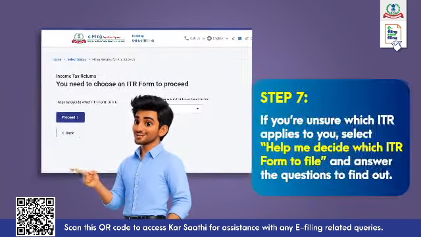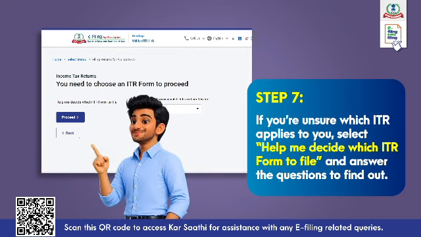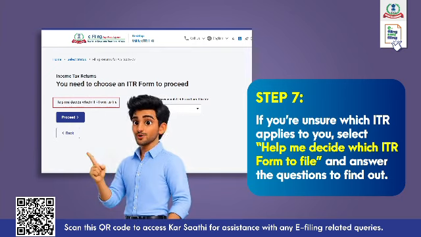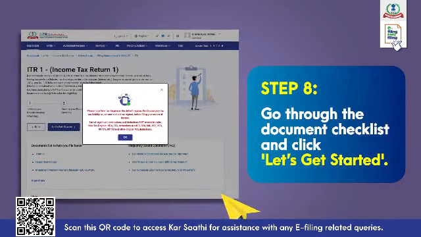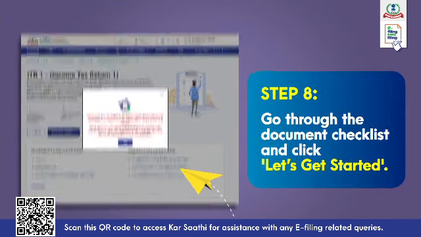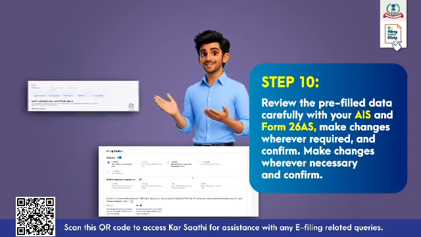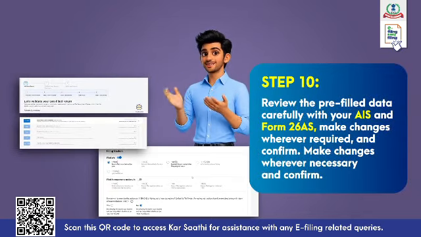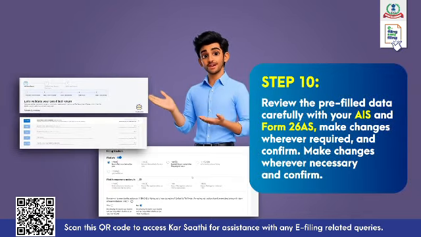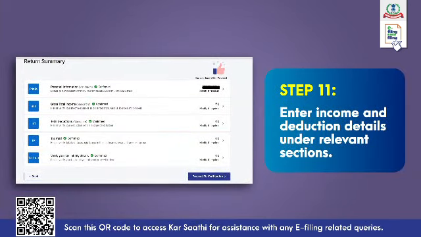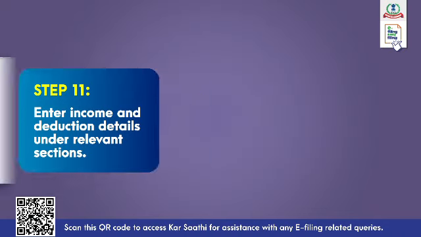If you're unsure which ITR applies to you, select Help me decide which ITR form to file and answer the questions to find out. Go through the document checklist and click Let's get started. Choose the appropriate reason for filing the return and continue. Review the pre-filled data carefully with your AIS and Form 26AS, make changes wherever required, and confirm. Enter income and deduction details under relevant sections.